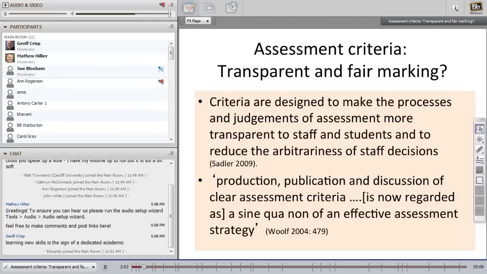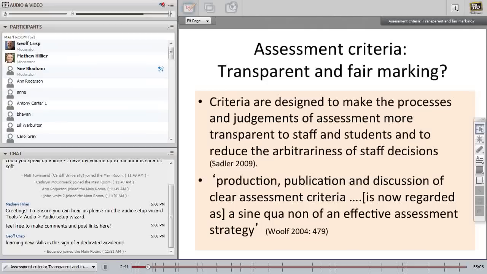Underpinning their introduction has been the assumption that explicit criteria, if they're written down, become accessible to everybody, perhaps with a little bit of help for students. And as Harvey said, writing over 10 years ago now, certainly in the UK context, to provide assessment criteria has become regarded as something you just have to do, there's no question about it. And there are lots of perceived benefits to it.